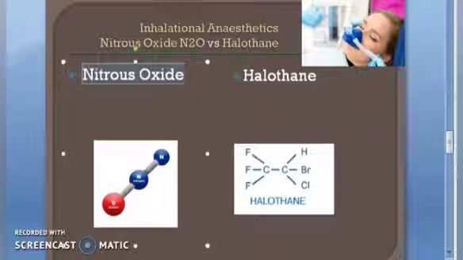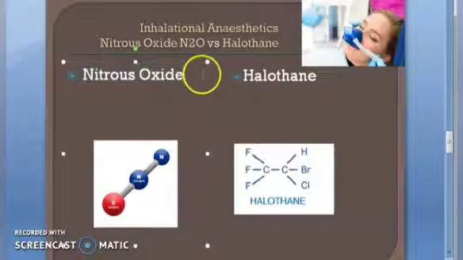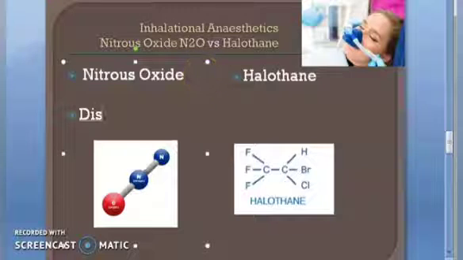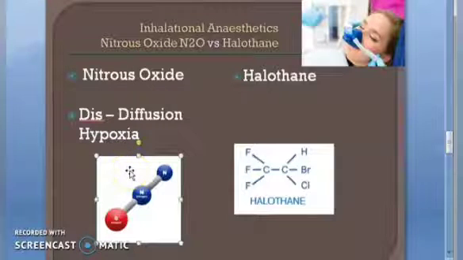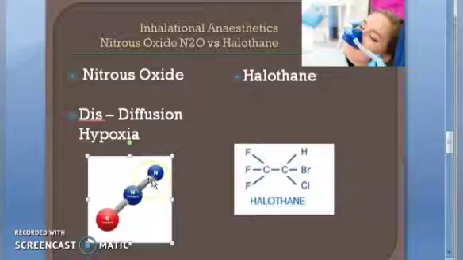What else are there? It has a second gas effect, and diffusion hypoxia can occur with nitrous oxide only. So the disadvantage here will be diffusion hypoxia, okay. It can kind of come back from the blood. That is diffusion hypoxia, and it can occur if you give only nitrous oxide. That's why they give it with oxygen.